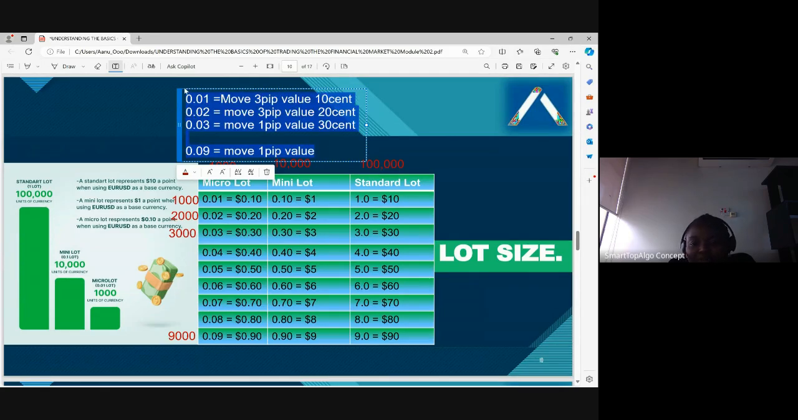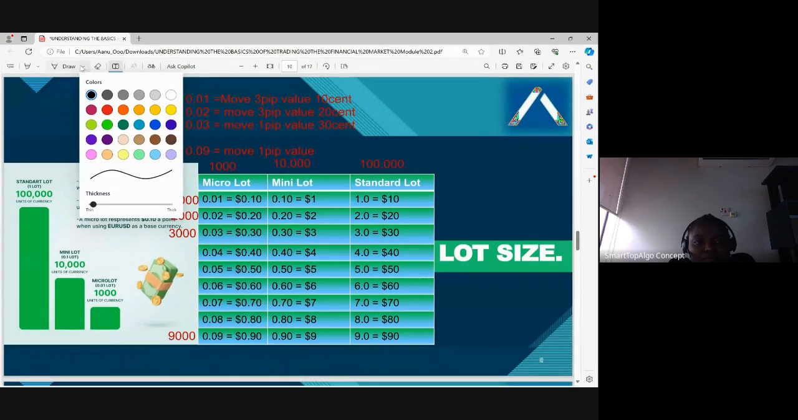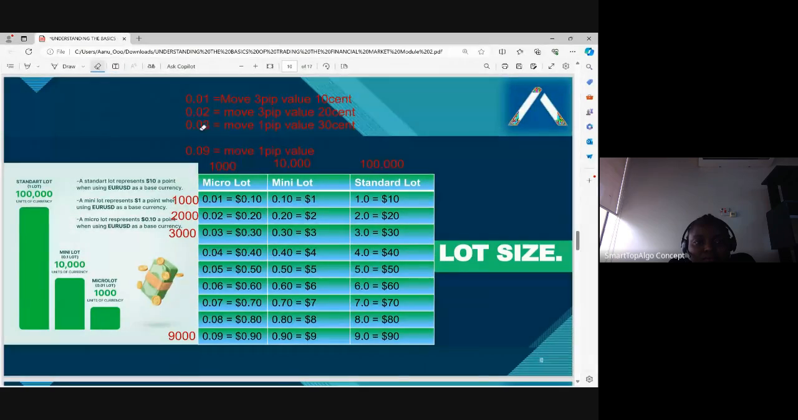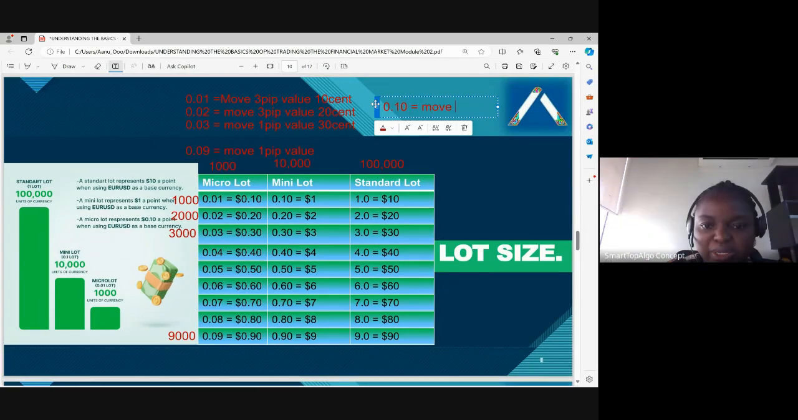So let me clean this. Okay. So let's go now to the mini lots. For the mini lots, if I use 0.10 and price moves my direction 1 pip, the value of that 1 pip is $1. So if price moves my direction 1 pip, I will make $1. If it moves against my direction 1 pip, I will lose $1.